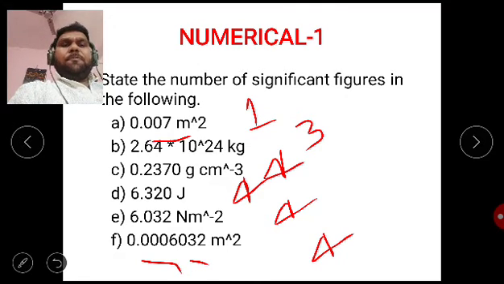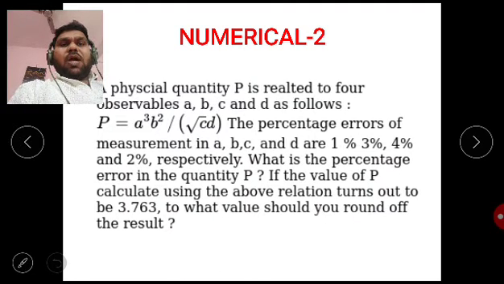Okay, so now we will move to the next numerical problem. Okay, so now numerical problem 2, we are having a physical quantity P that is related to 4 observables A, B, C, D as per a given formula, and then we are given the percentage errors in measurement of A, B, C and D. Okay, and we need to find the percentage error in the quantity P. Okay, so how are we going to calculate the percentage error in the quantity P?